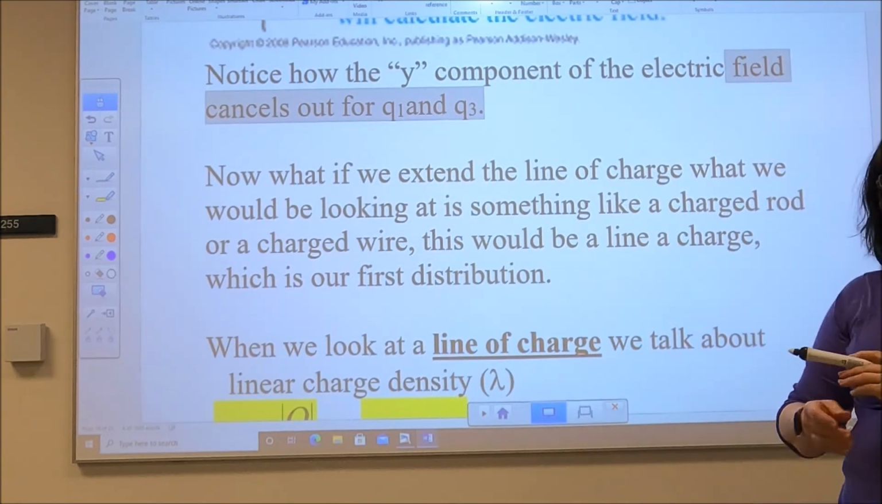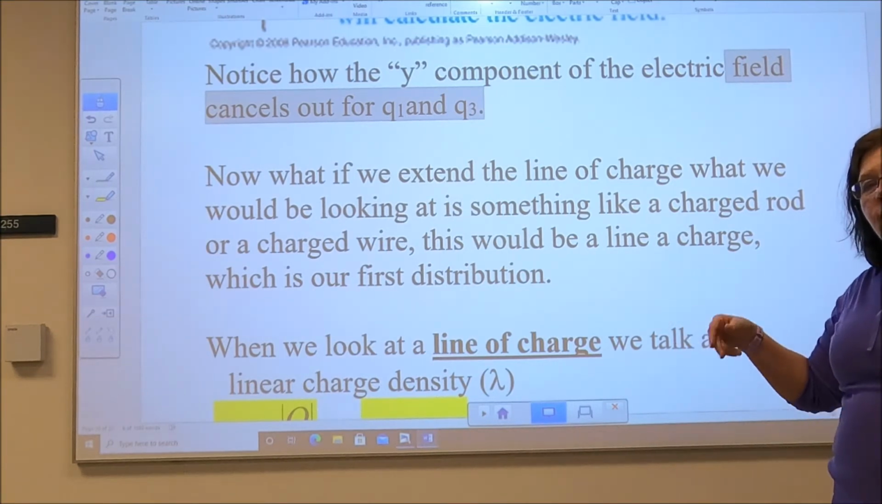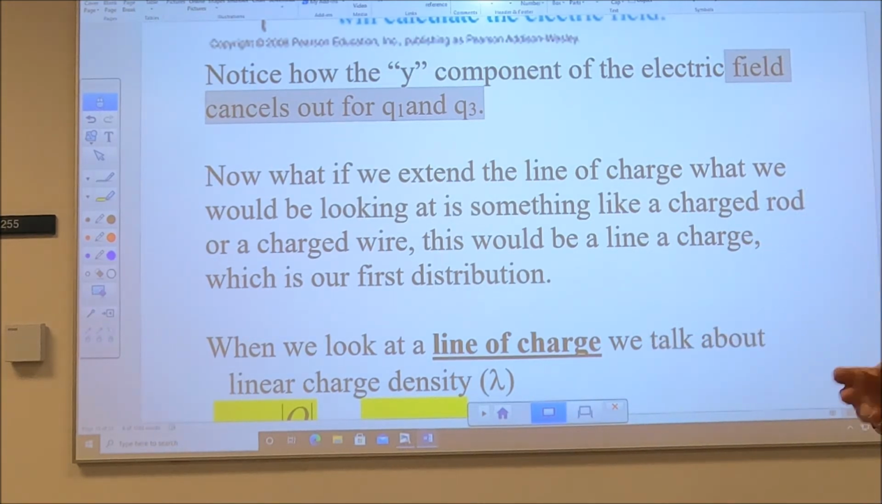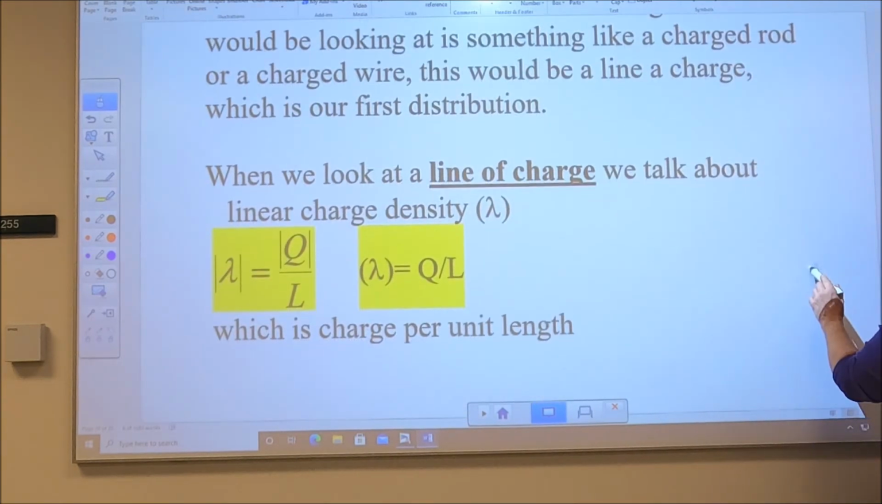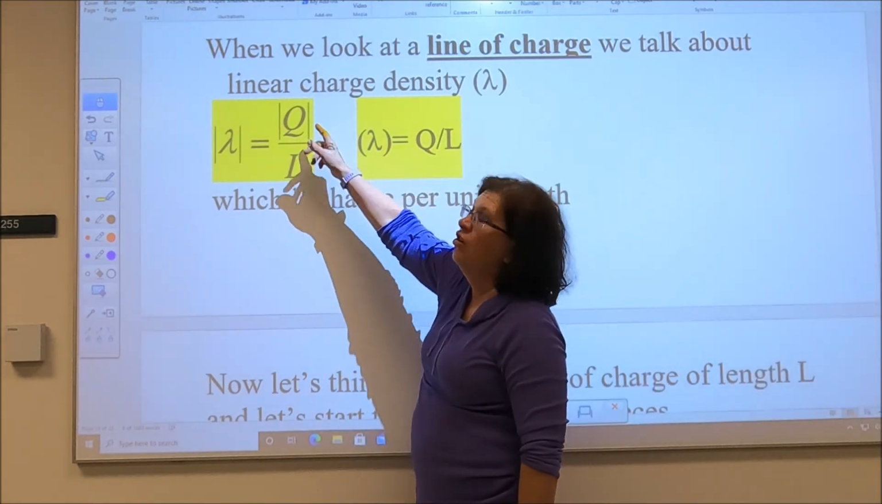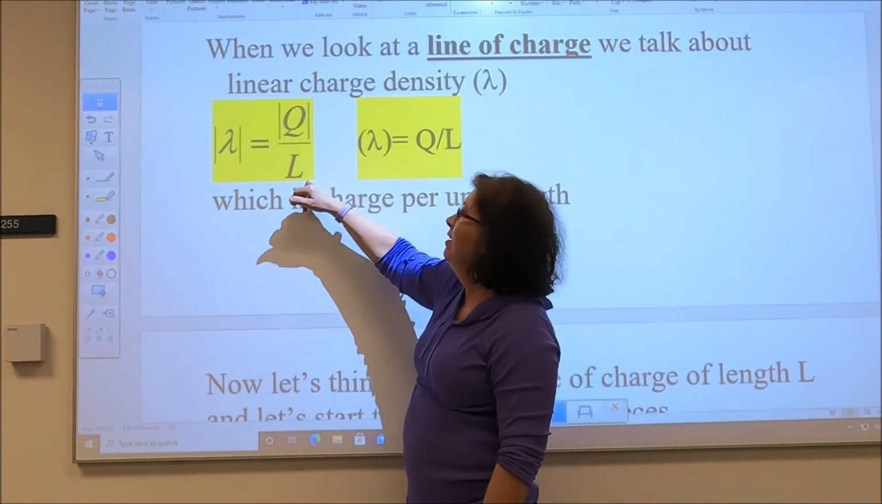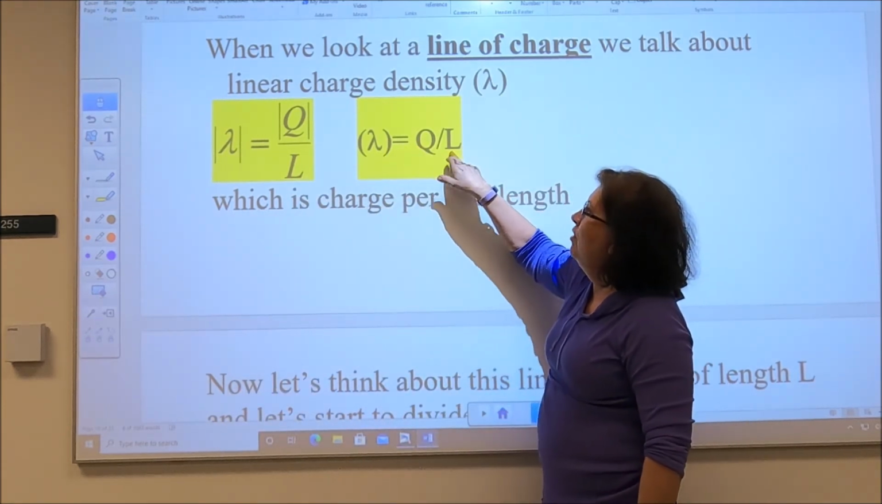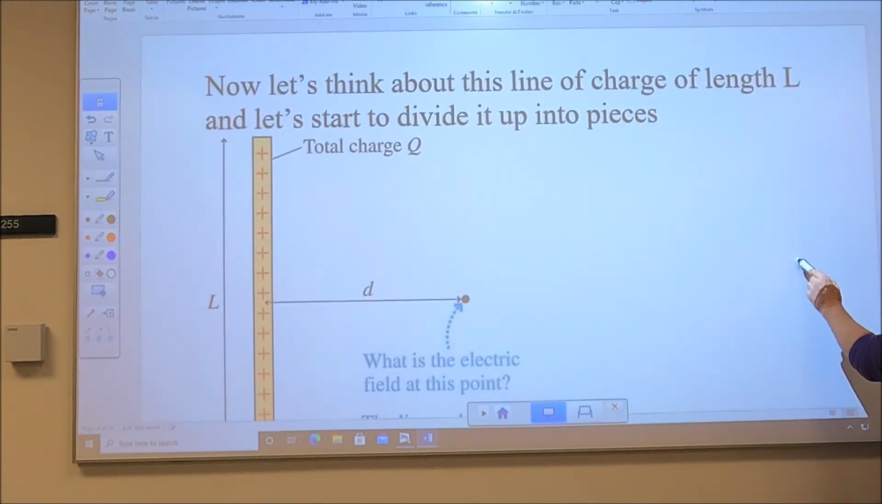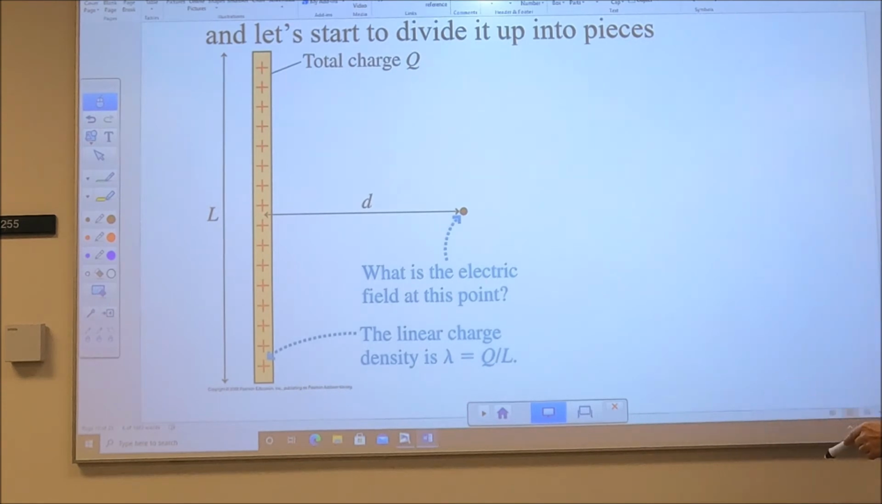And if we start extending this out, adding more and more charges, going from 3 to 5 to 7 to 9, every time the 2 point charges that I've added on either side, their y component of the electric field is always going to cancel out. Now, if we have an extended line of charge, we're going to talk about the line of charge as having a linear density, lambda. Lambda is equal to the total charge on the linear object divided by its length. Or you can say lambda is Q divided by L, which is charge per unit length. So if I had something that was L long and it had a total charge of Q, then lambda would equal Q divided by L.